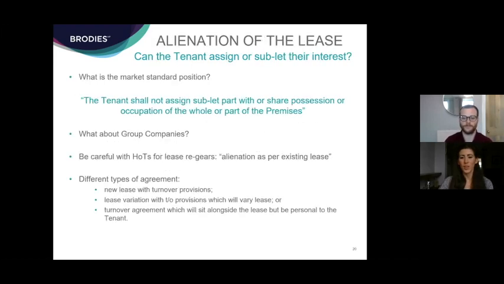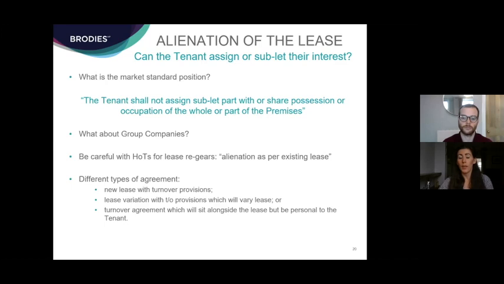Okay, so moving on to the next slide now, we're just going to take a quick look at alienation. So what is the ability of the tenant to assign or sublet their interest under a turnover lease? A turnover rent lease may only be agreed between a landlord and a tenant if that specific tenant is trading well or has a prominent brand.